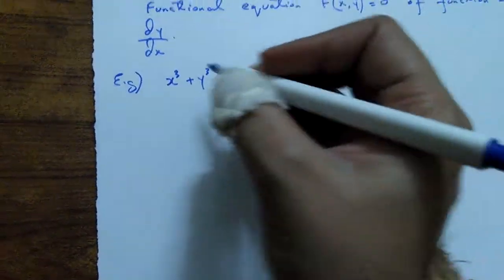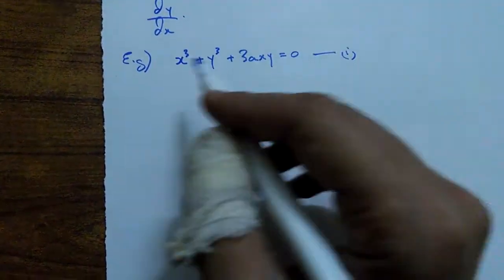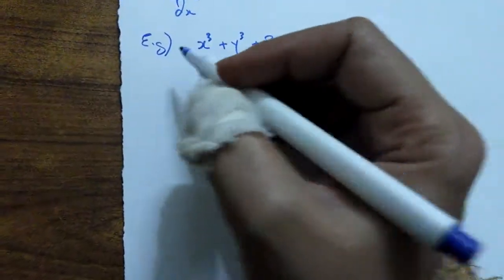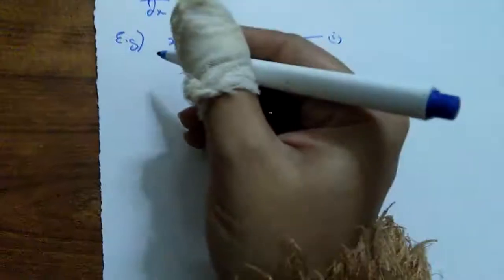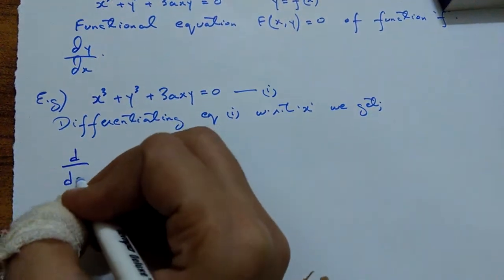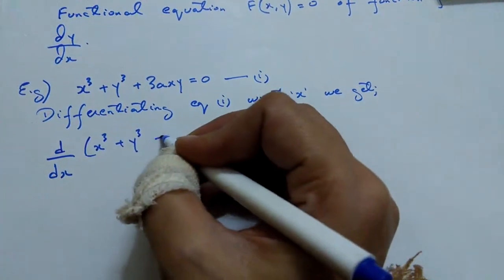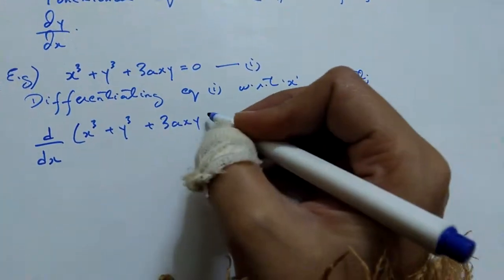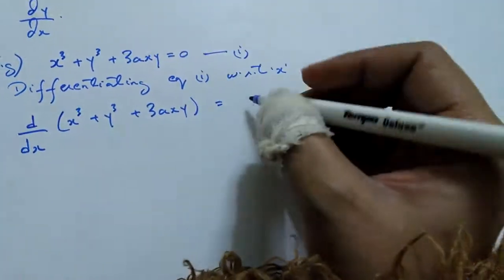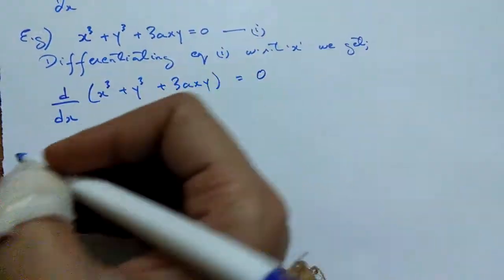For that purpose, I just give this equation a name, equation 1. And I'm going to now differentiate this entire functional equation with respect to x. So now we are going to differentiate it gently. Equal to, and you know the derivative of 0 is 0, it's a constant number, so no need to write anything over here. So you just keep yourself active at the left side.